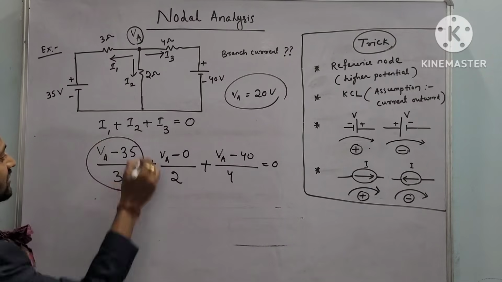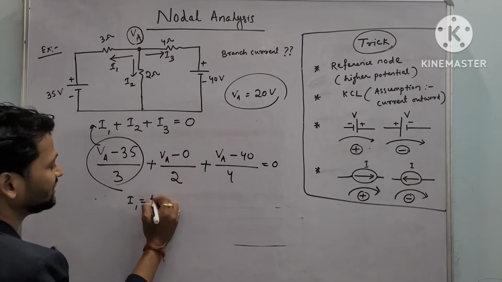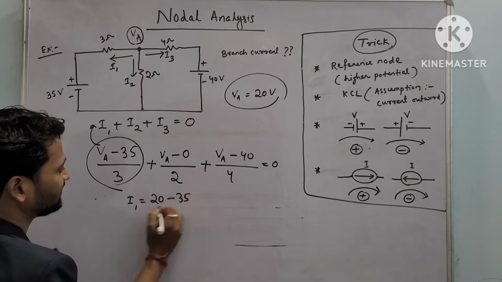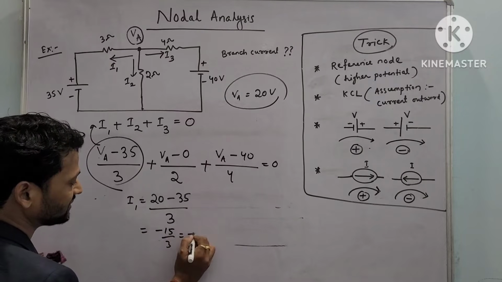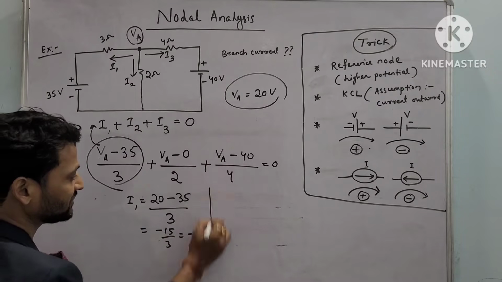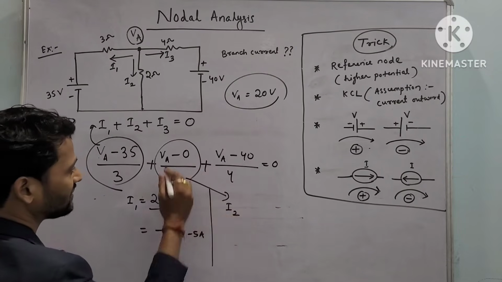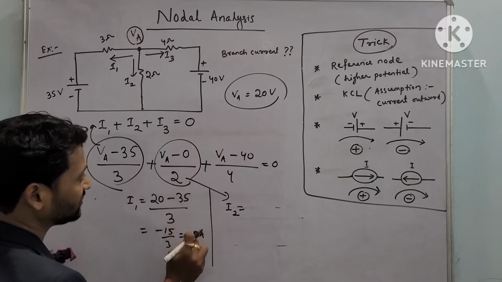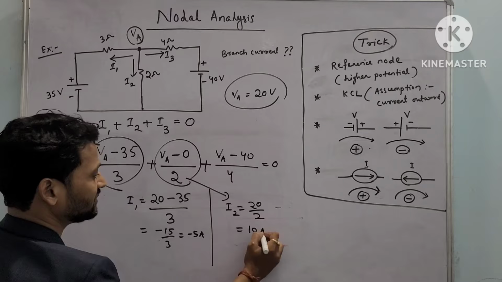Put it here to find I1. How much will I1 be? VA, how much is VA? 20 minus 35 upon 3. So it is coming minus 15 upon 3, that is minus 5 ampere. Done. And similarly for I2, what is I2? VA upon 2. How much is our VA? 20. 20 upon 2 is 10 ampere.